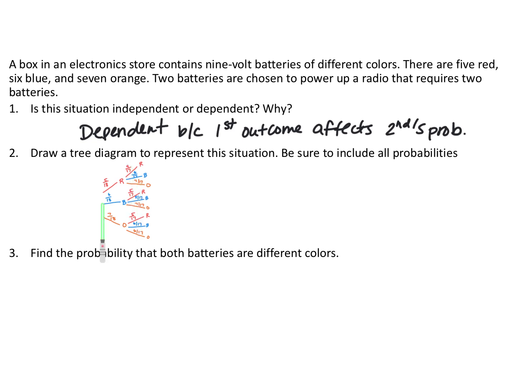If the first one's blue, red and orange don't change, but blue decreases by 1. If it's orange, red and blue don't change, but orange will decrease by 1. So now you can use this tree diagram to help you find the probability of whatever you want. So go ahead and use the tree diagram to help you find the probability that both of the batteries are different colors.